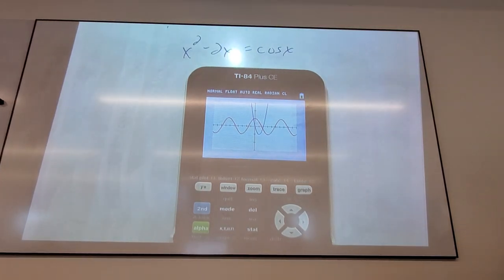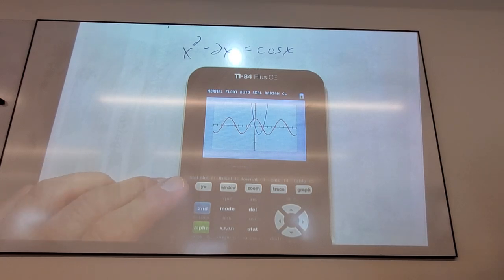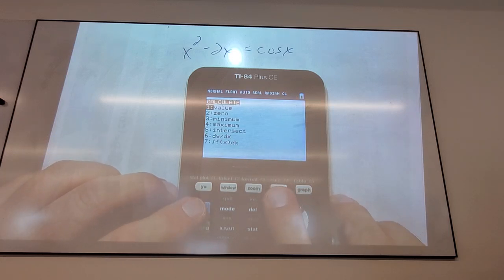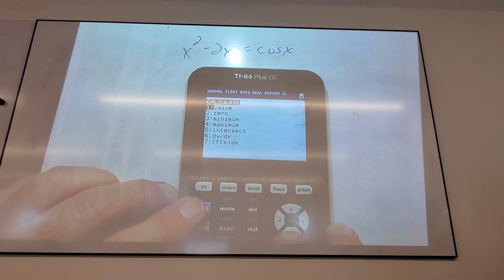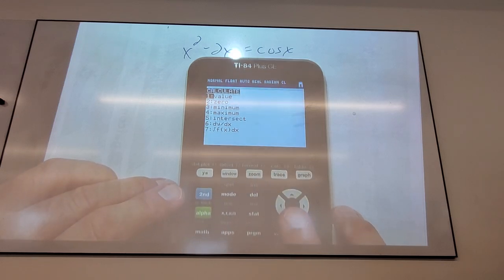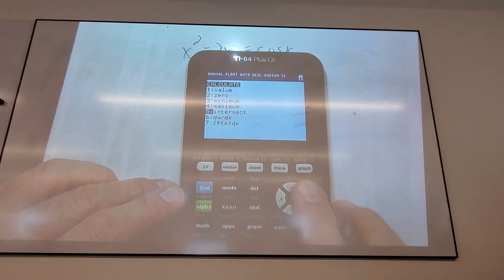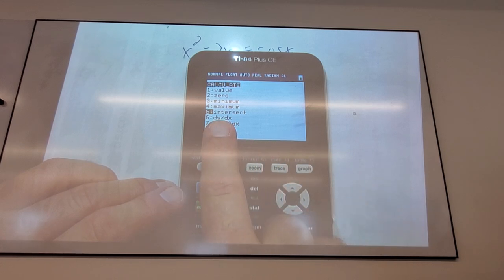Has anyone ever done this before? I'm sure some of you have. The intersection of two functions. Yeah, you taught it to us in pre-calc. So I hit second calc, because I want to calculate something graphically. And which one of those seems like it's doing what I need it to do? Intersect. Look at this, by the way, number 6.